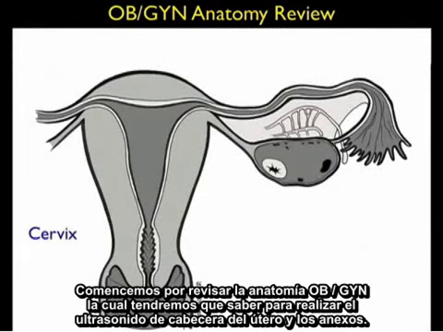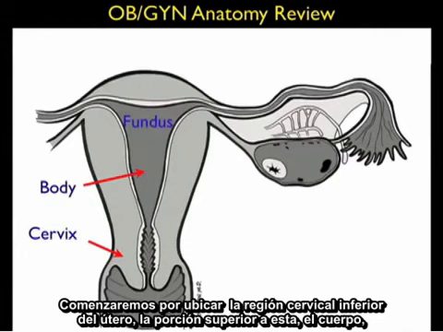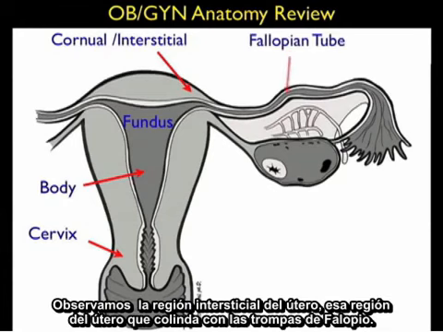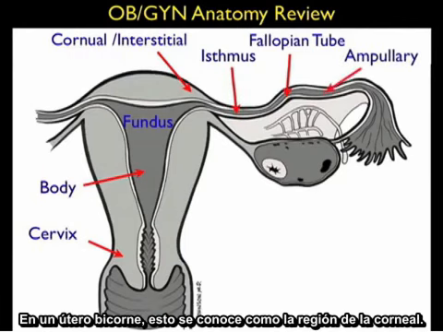Let's begin by reviewing the OBGYN anatomy that we'll need to know to perform bedside ultrasound of the uterus and the adnexa. We'll begin by locating the lower cervical region of the uterus, the portion above that, the body, and the fundal region of the uterus above the body, which is where we define an intrauterine pregnancy to be located. Notice the interstitial region of the uterus, that region of the uterus that abuts the fallopian tube. In a cornual uterus, this is known as the cornual region.